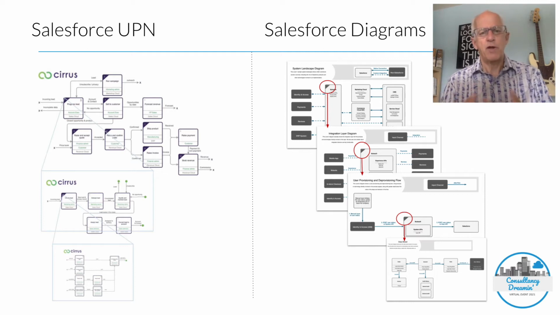And hopefully throughout the course of the session you'll understand that both of them are valuable documentation standards, but they actually have different audiences and different purposes, but there actually is an interconnection between the two. And you can see there on the left hand side, UPN, a very process-oriented diagramming technique. On the right hand side, Salesforce diagrams, more technical, aimed at systems documentation. So let's contrast the two.